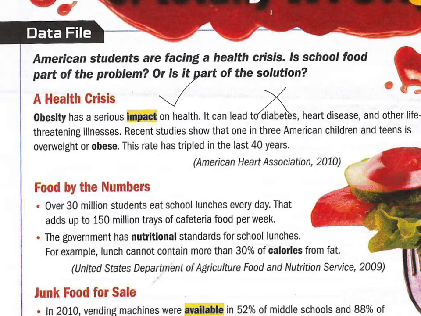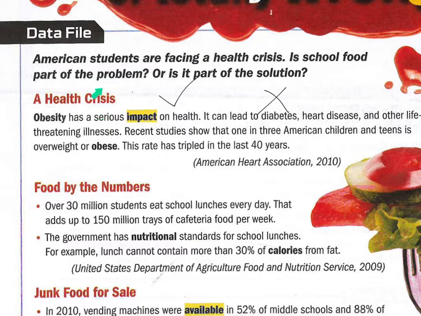Okay. American students are facing a health crisis. This is a serious problem, a crisis. By the way, when you hear me explain what a word is, you need to write that down. American students are facing a health crisis, a serious health problem. Is school food part of the problem, or is it part of the solution? Dun, dun, dun. So I see problem, solution, text structure here. Interesting. Okay. The first heading, a health crisis.